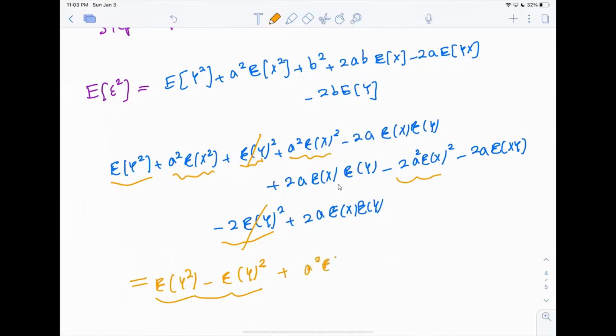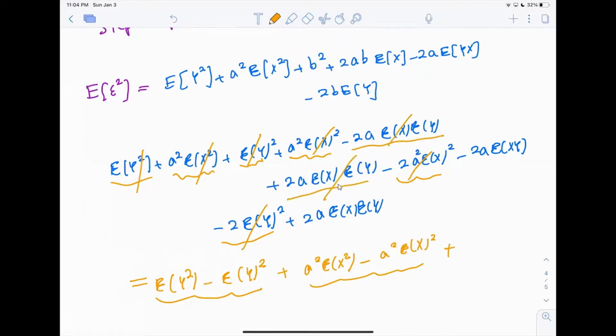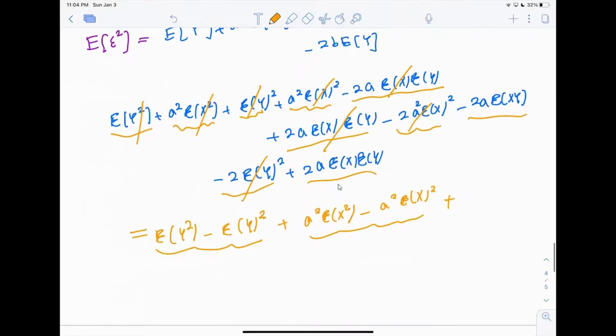Similarly, we have this one minus A square E of x square. These two we're going to take together. It's going to be great. Okay, this one, this one, this one, and this one. Right. Now these and these are going to cancel out. So we're going to have this one now. Let's take a look at this one.